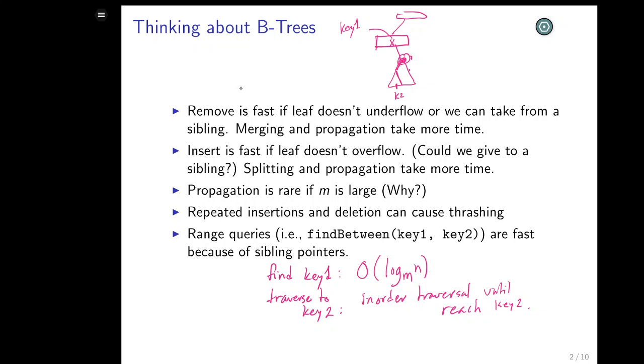Okay. Any other questions about B trees? Yeah. Wait, B3 is guaranteed being like that, right? No, it's not. Absolutely not. It could be over here. Yeah. You have to go back up. It's like you're in the middle of an in-order traversal and you have to go back up, but you can because you have parent pointers. It's cool. And you have sibling pointers. Also cool.